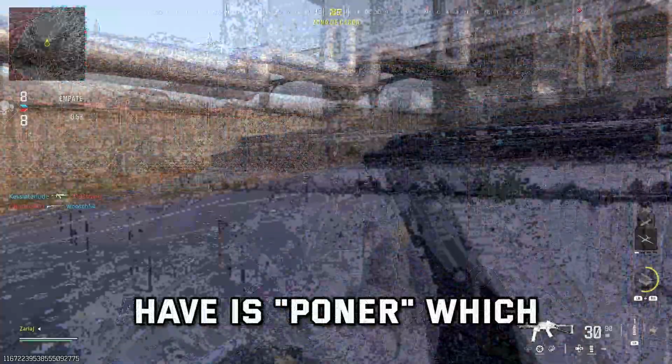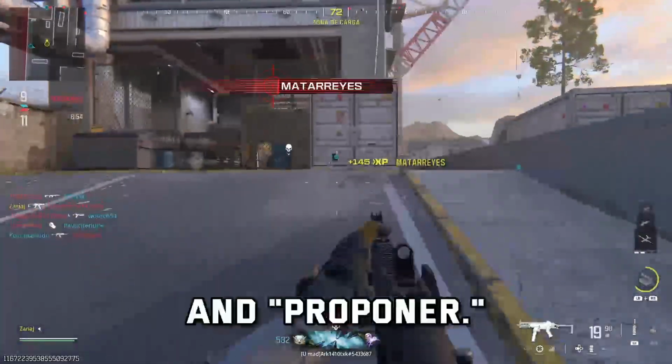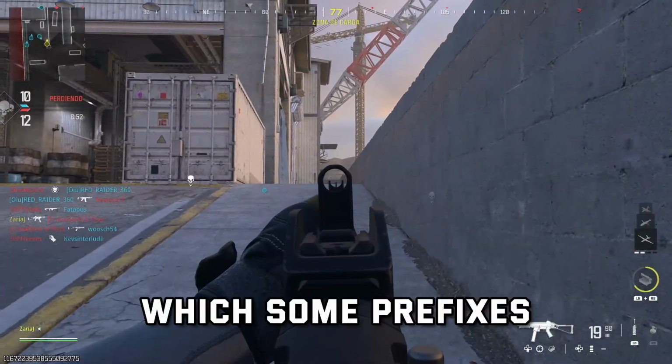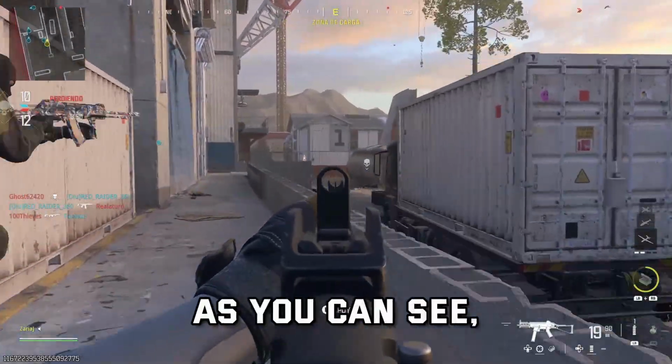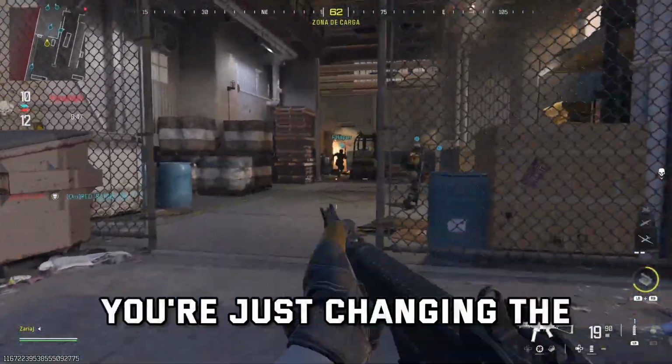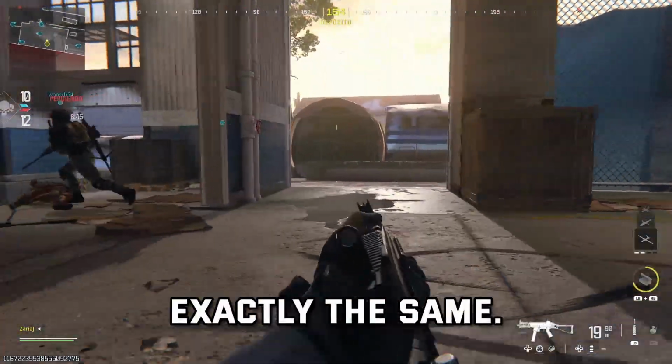Another verb group we have is poner, which some prefixes are suponer and proponer. Then we also have traer, which some prefixes are atraer and distraer. As you can see, all of these verbs have the same endings. You're just changing the prefix, and they conjugate exactly the same.